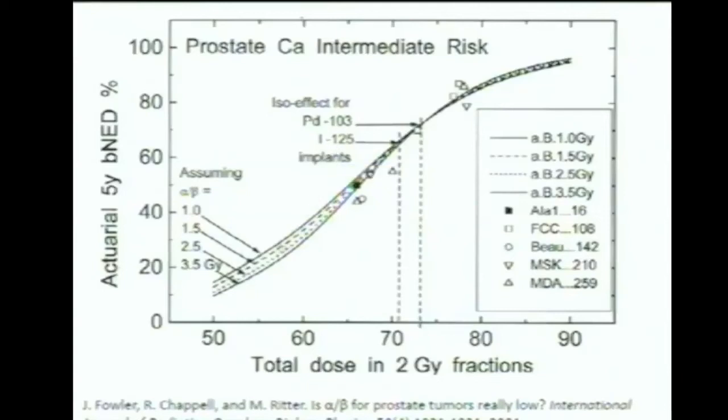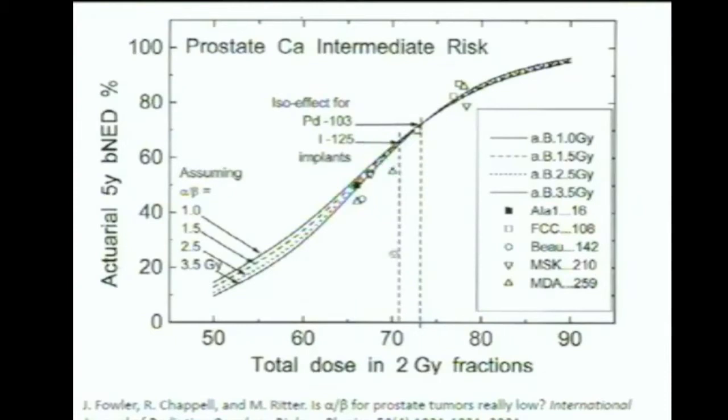Next, this data here is for EBRT, the data that's been plotted here. Then you can take data for using brachytherapy, and brachytherapy is implanting permanent implants of radioactive seeds into the prostate, or to treat the prostate. And here are two of the most common radionuclides that are used in brachytherapy: palladium-103 and iodine-125.